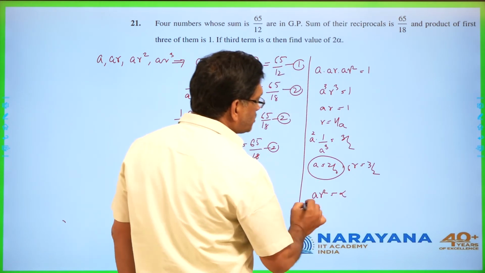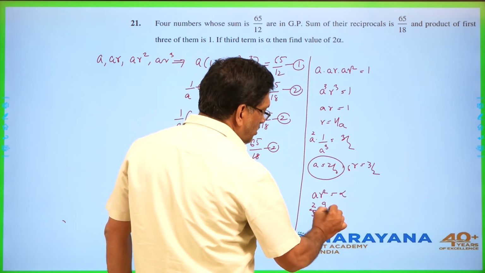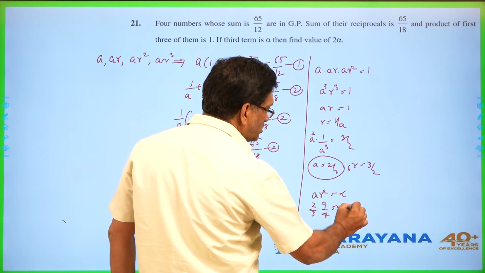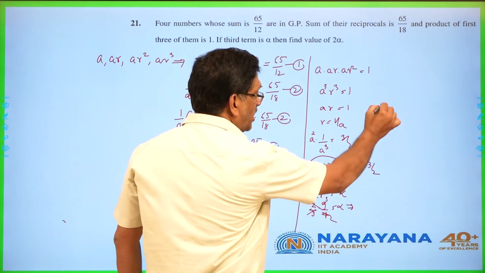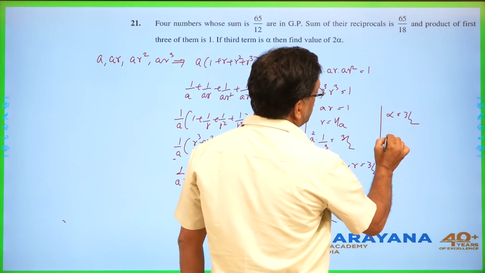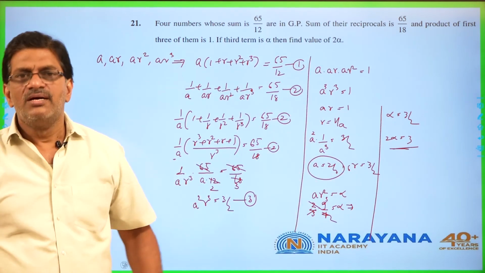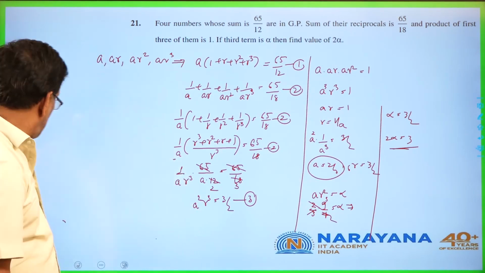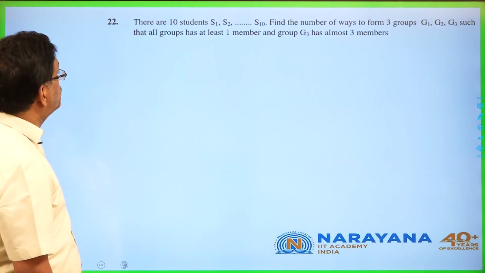A R square is alpha. A is 2 by 3 whereas R square is 9 by 4, so alpha is 3 by 2. This is 2 times, this is 3 times. He is asking for 2 alpha value, which is nothing but 3. It is also a simple problem, right? Let us go to the next one. We will move on to the next question.